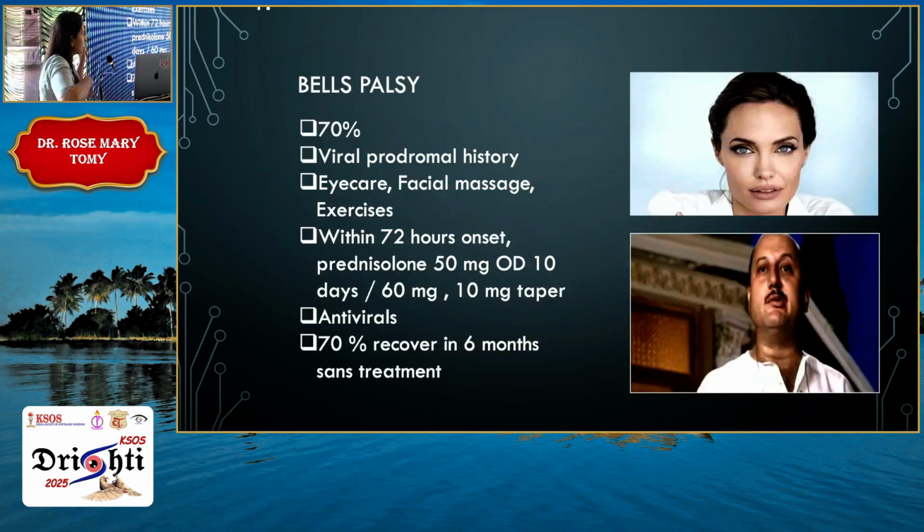Now all those celebrities I showed you in the beginning, we'll see what happened to them. Bell's palsy is very common. Almost 70% of facial nerve palsies are Bell's palsies. Usually they have a viral prodromal history. The current hypothesis, and that is all we can say, is that it is said to be due to herpes simplex virus etiology.